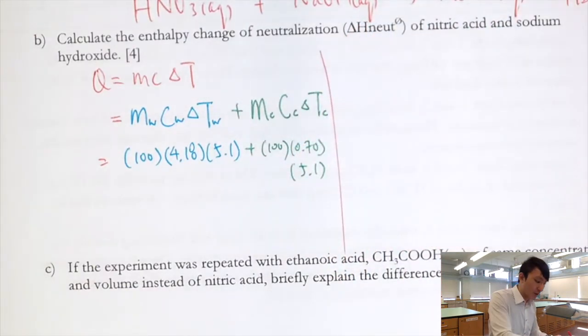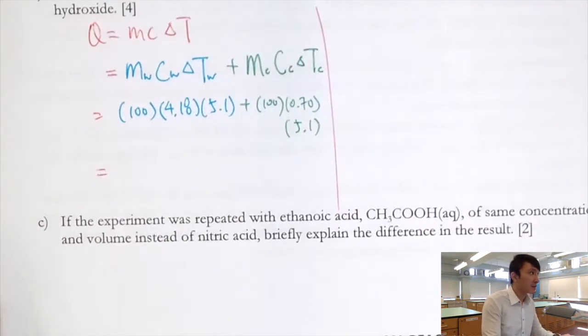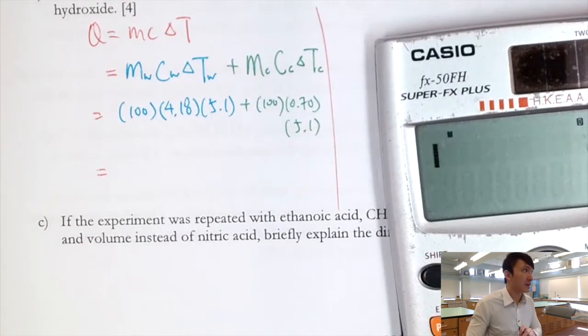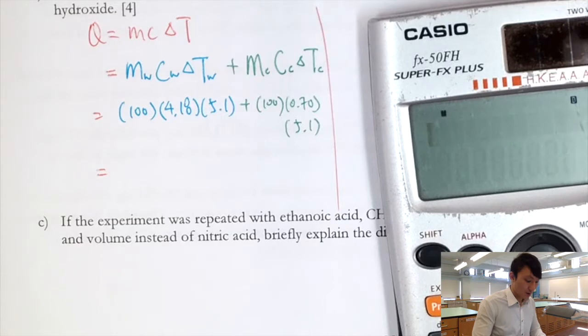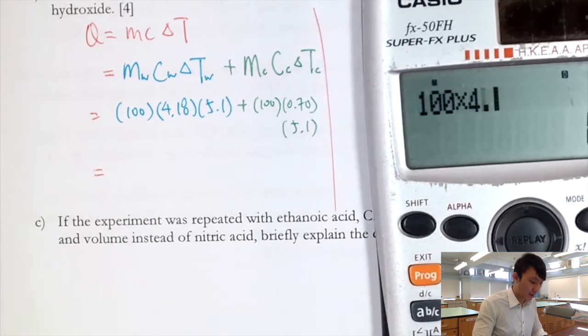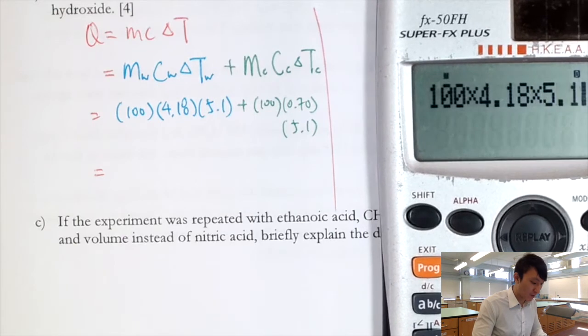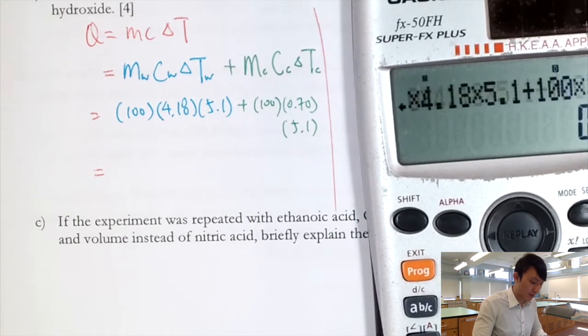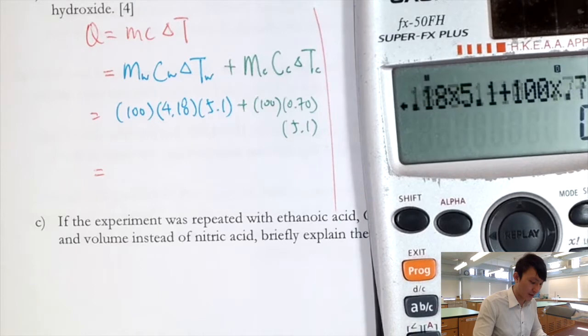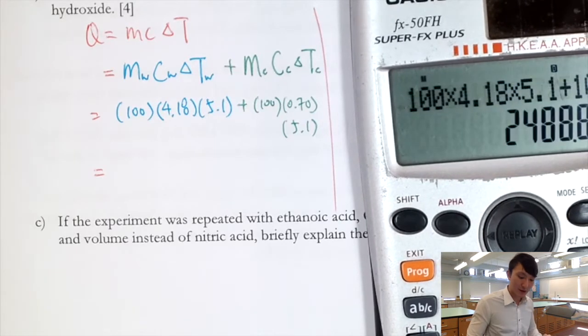So, and after that, you just have to tap your calculator. So actually, it is like 100 times 4.18 times 5.1, plus 100 times 0.7 times 5.1, then this is what we get, okay?